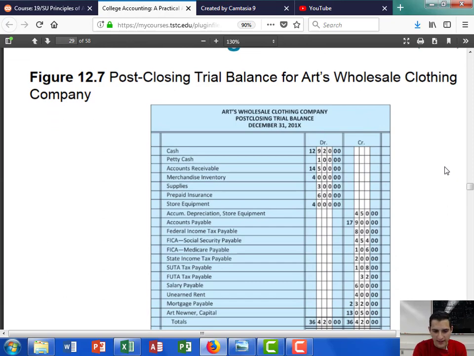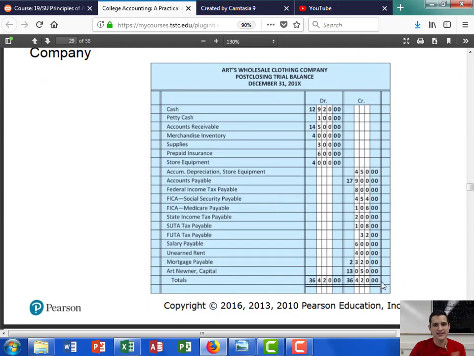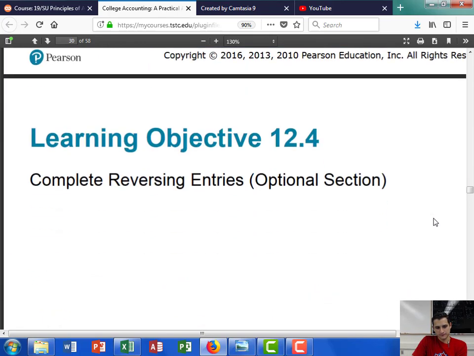Like this. So basically, it's going to show all your assets, all your liabilities, and owner's equity. Your owner's equity is your capital. Your liabilities are all your payables and your unearned rent as well. And your assets are going to be cash, petty cash, accounts receivable, merchandise inventory, supplies, prepaid insurance, store equipment, and accumulated depreciation. This goes to show you that they balance and that you can move on to the next month and continue with your business.